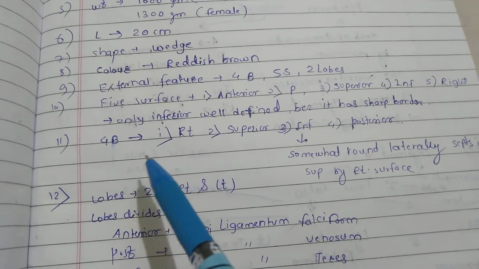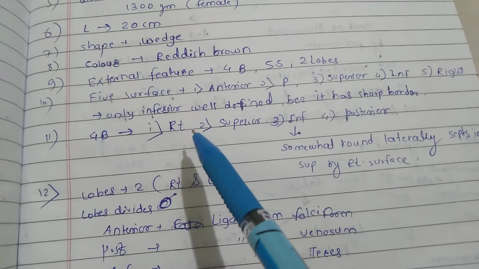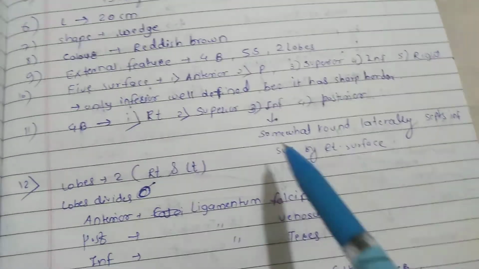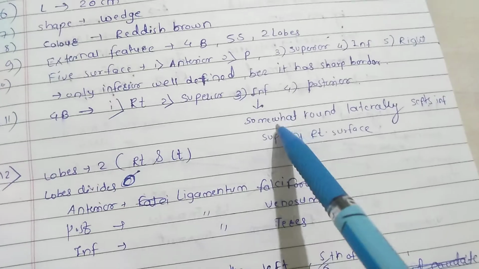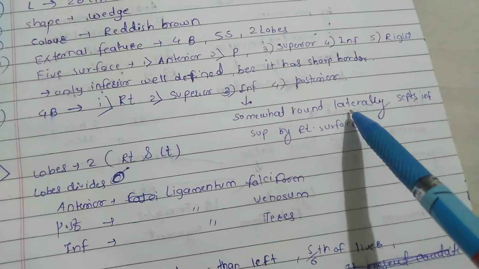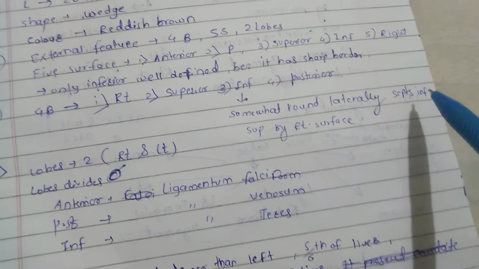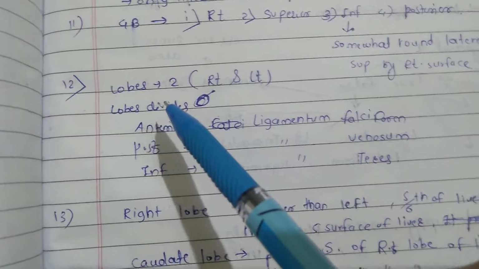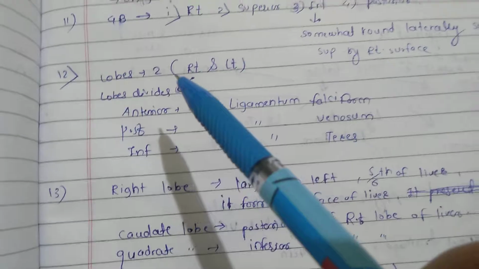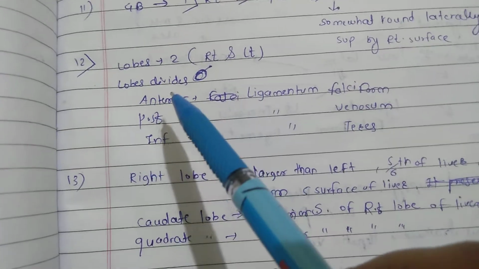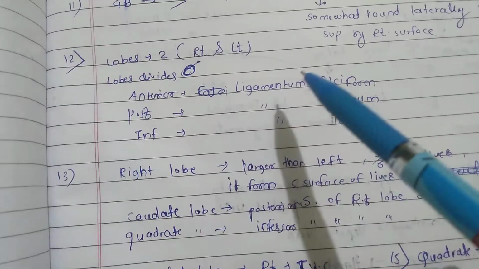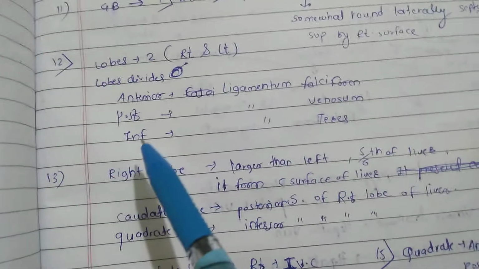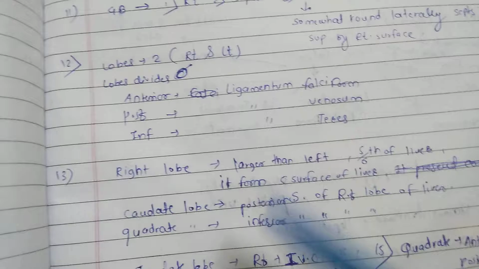Now, it contains 4 borders: the right border, superior border, inferior border and posterior border. The inferior border is somewhat rounded and laterally it separates the inferior and superior surfaces from the right surface. Now the lobes: it contains 2 lobes, right and left lobe. The lobes are divided anteriorly by the ligamentum falciform, posteriorly by the ligamentum venosum, inferiorly by the ligamentum teres.